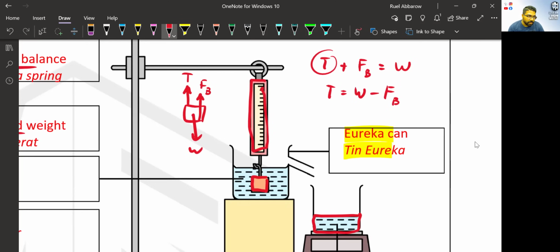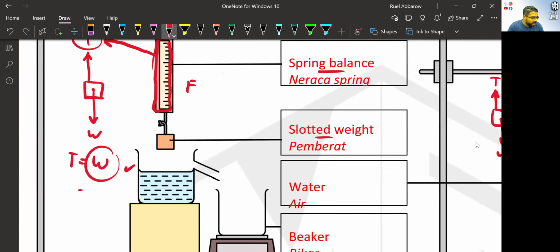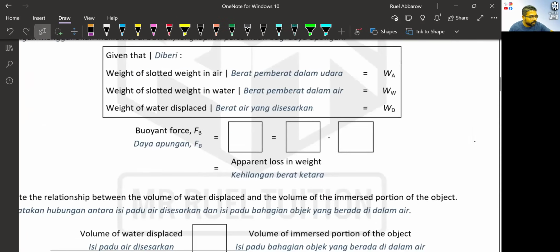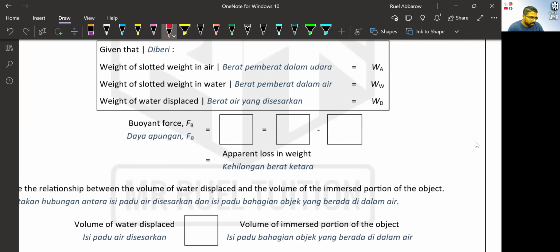So this is what we call the weight in water, or the apparent weight. Apparent weight. Right? So weight in water. This is what we call the weight in air. Okay. So how do we get the buoyant force from these two readings? What we can do is take the difference between this and this. That is the buoyant force. So buoyant force, one of the ways, is weight in air minus weight in water.